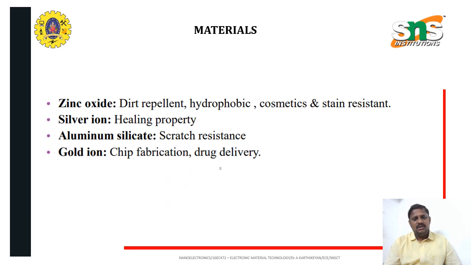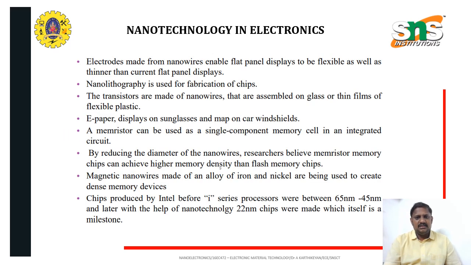And also zinc oxide, silver ion, aluminum silicate and gold ion are used in different fabrication processes and materials. And nanotechnology in electronics has a large number of applications in panel displays, because they are flexible as well as thinner than the current display plates. We can use them in electrodes and also in the fabrication of chips.